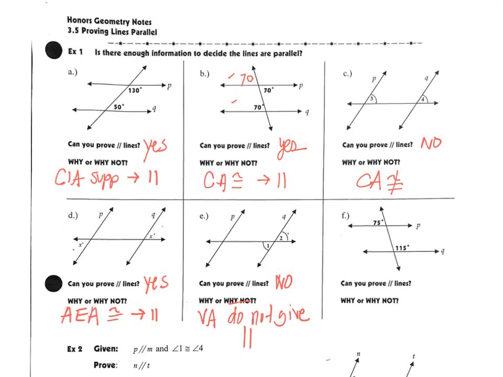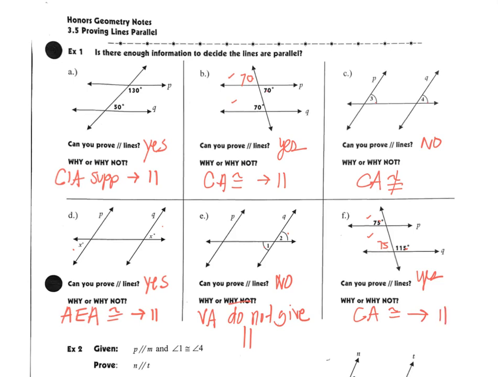If we look at the next set here, we can see that we're given an angle of 75 and an angle of 115. If this one is 115, this one would have to be 75 because they'd be a linear pair. And so therefore, yes, we would have enough information because now we would have corresponding angles, and those corresponding angles are congruent, and therefore that implies that the lines are parallel.